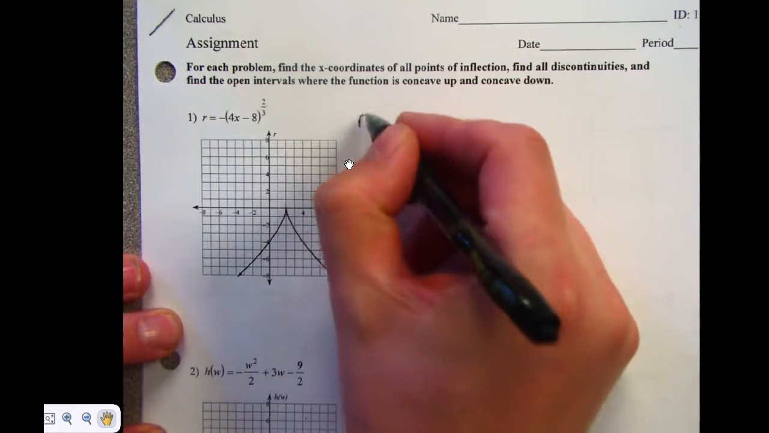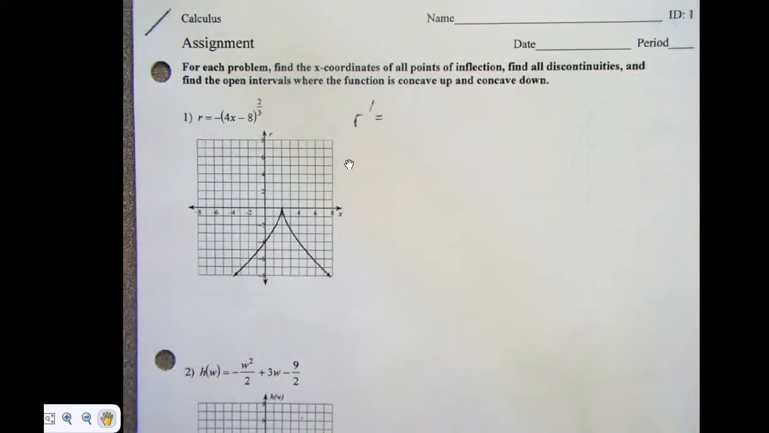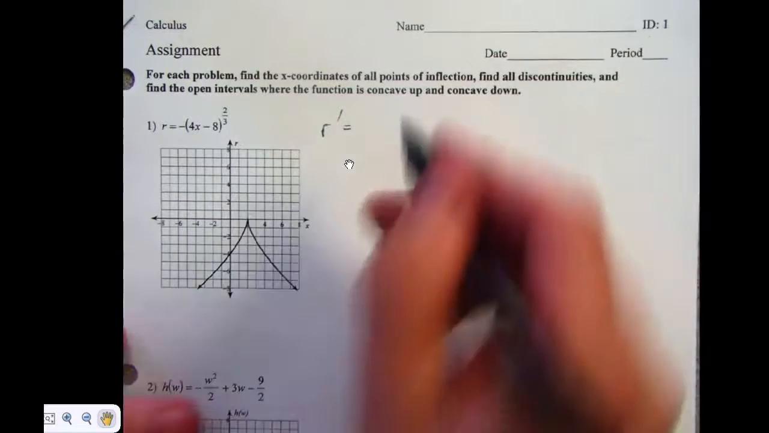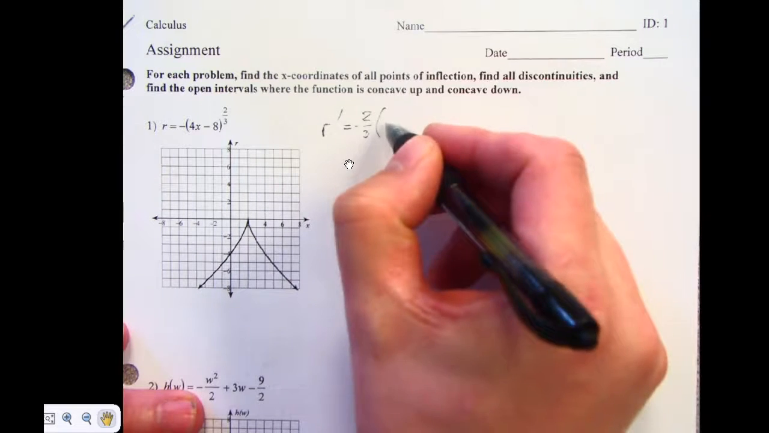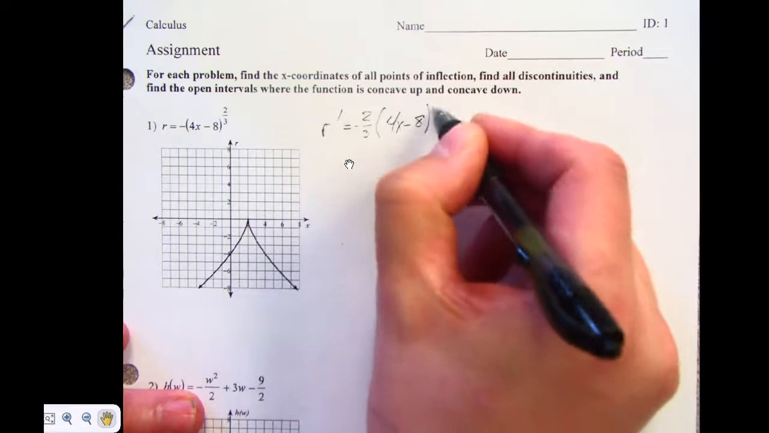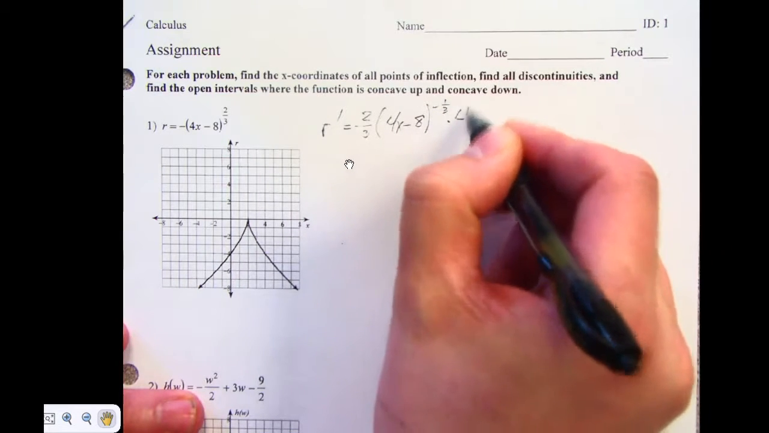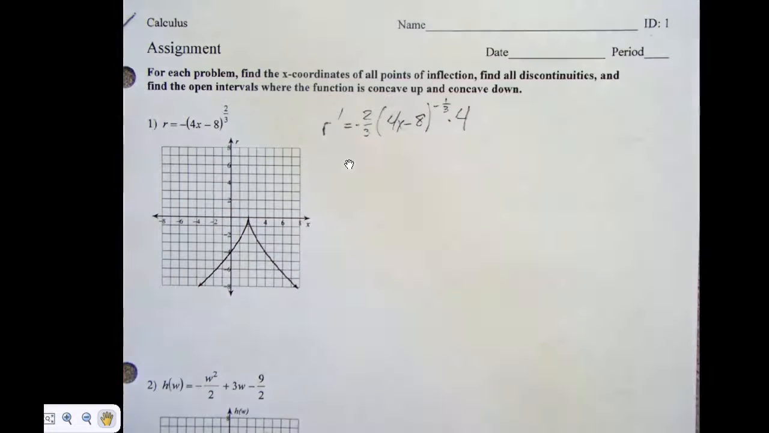So you'll see what I mean when we keep going. The first derivative, r prime: we bring down the 2/3, so it's -2/3 times 4x minus 8, reduce the power by 1, multiply by the derivative of the inside.